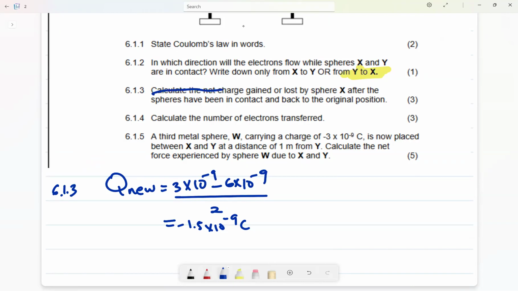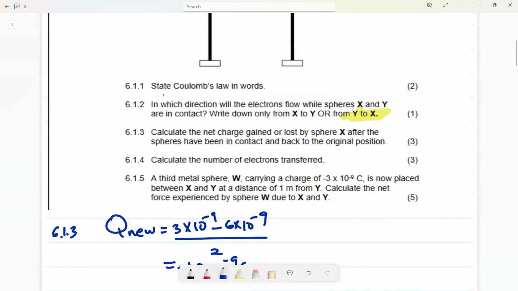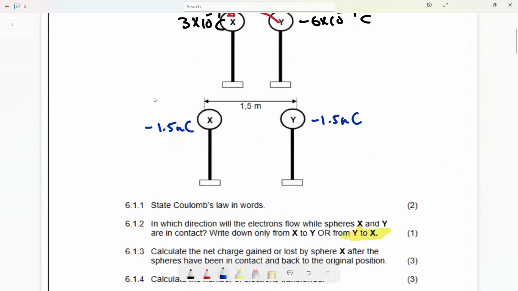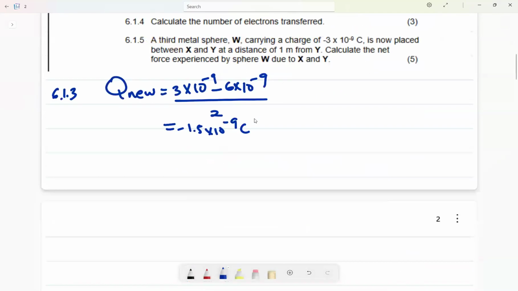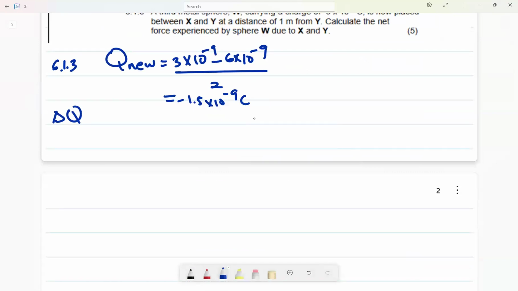But now they say calculate the net charge gained or lost by sphere X after the spheres have been in contact. So what happened to sphere X? Sphere X gained. How much did it gain? We are going to say change in Q of X is Q final minus Q initial.